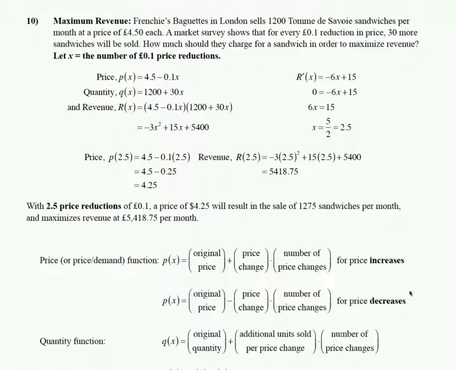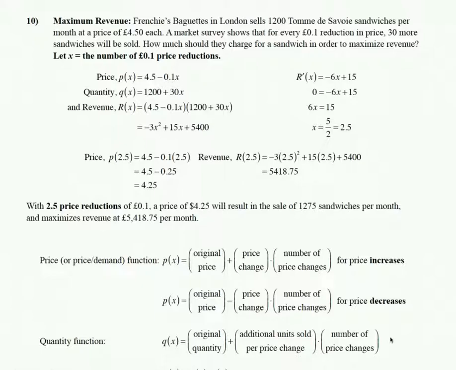So, yes, revenue is price times quantity, and price is determined with this equation right here, the equation for decreases, because we are reducing price by 1/10 of a pound. The original price is 4.5 pounds, and we subtract the price change, which is 1/10 of a pound, and multiply by the number of price changes. As I said, X is the number of price changes, so this is our price function, 4.5 minus 0.1x.